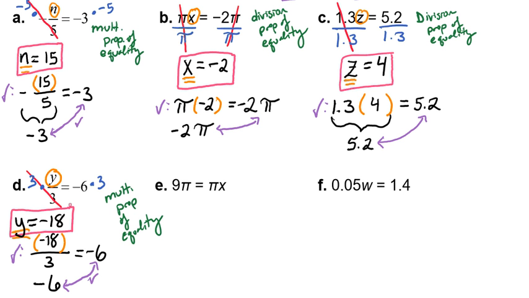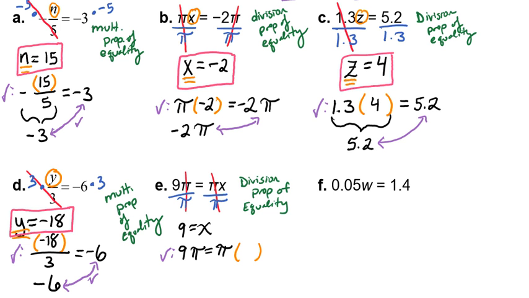So if we look at letter E, we have 9 pi equals pi x, and so this is very similar to what we just did on B. So we're going to divide both sides by pi using our division property of equality, and then pi divided by pi is a 1, so those will cancel out, and we see that 9 equals x is our solution.